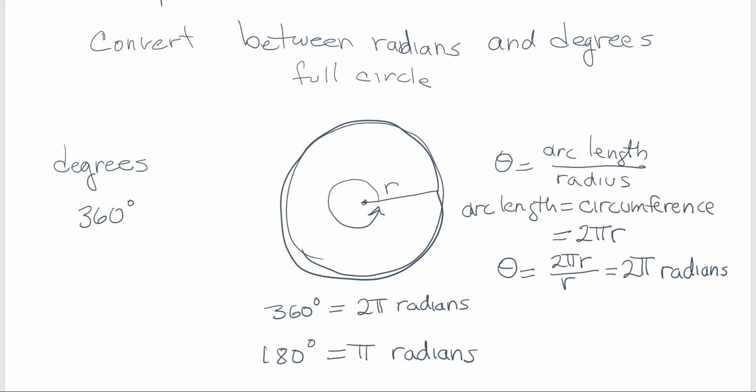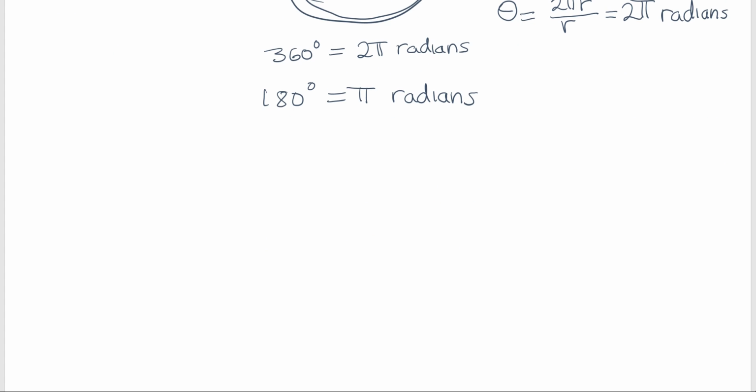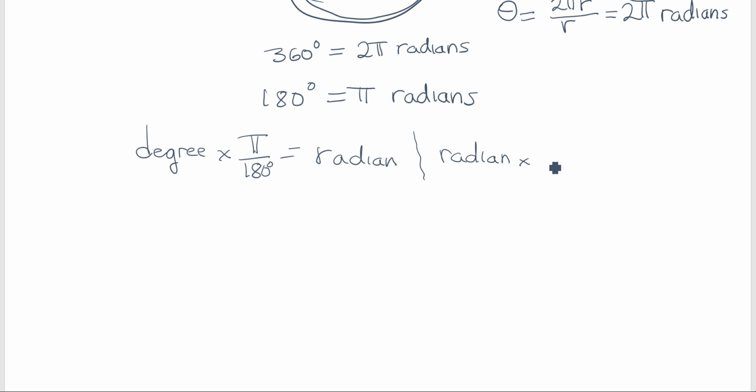And that relationship is what I use to convert. I'm going to take a degree measure of an angle, and if I multiply it by pi over 180, that would give me the radian measure of that angle. And likewise, if I have the radian measure of an angle, and I multiply by 180 degrees over pi, that would give me the degree measure of the angle.